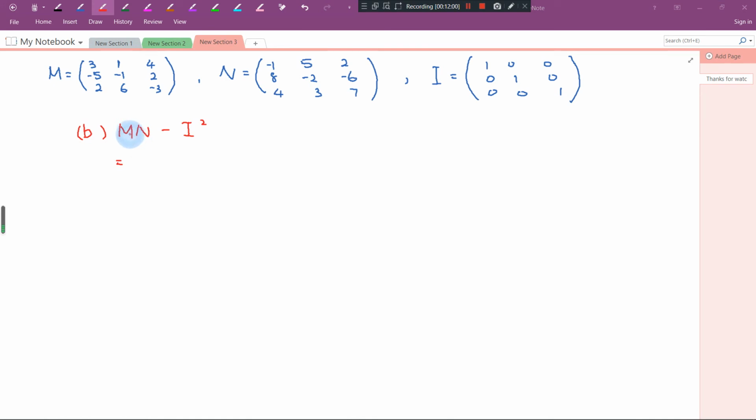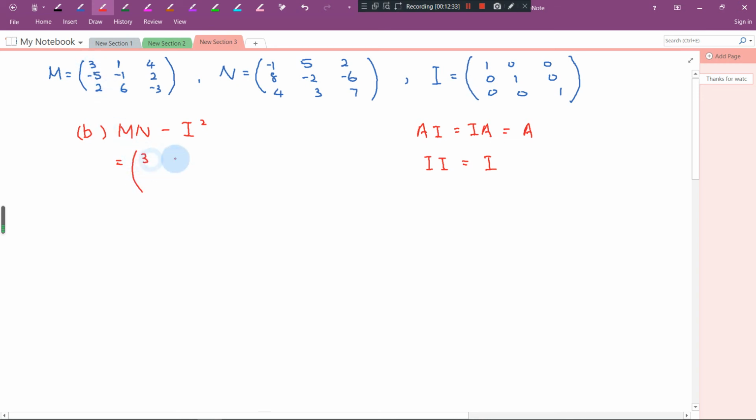Now we have MN minus I squared. This I squared means that an identity matrix multiplied by another identity matrix. You don't have to calculate, you just write I, because we know that AI is equal to A, and we can just copy the A, right? So how about I times I? This answer is equal to I, the identity matrix.